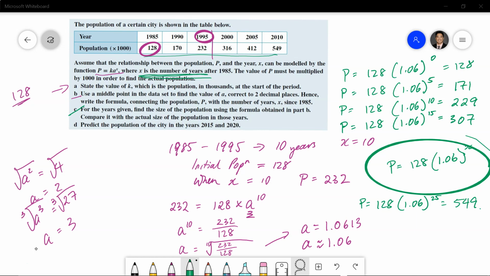So hopefully this has been a good refresher on exponential graphs, growth and decay, appreciation and depreciation in financial maths. If you have any questions, let me know. Otherwise, see you in the next video.